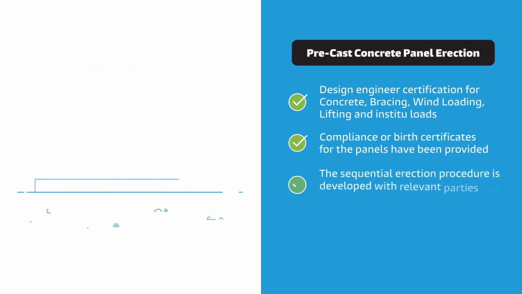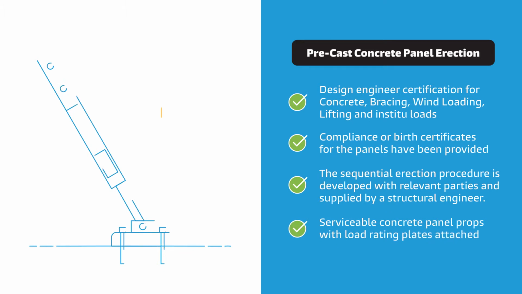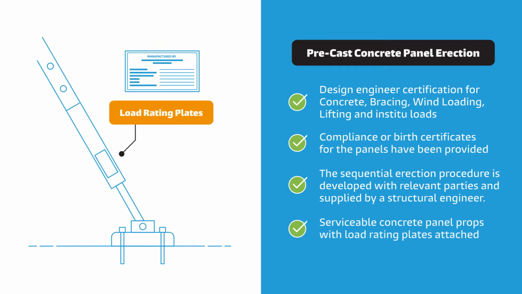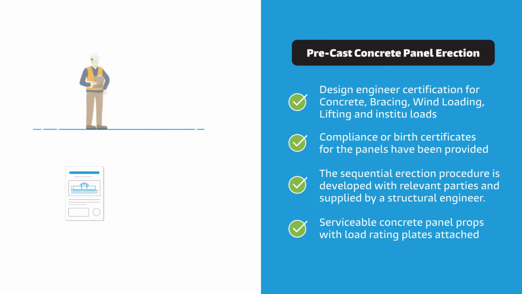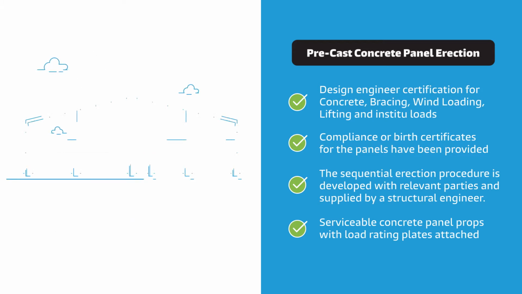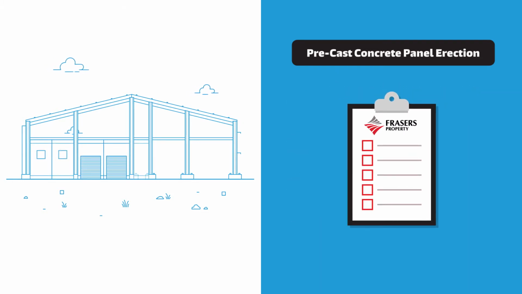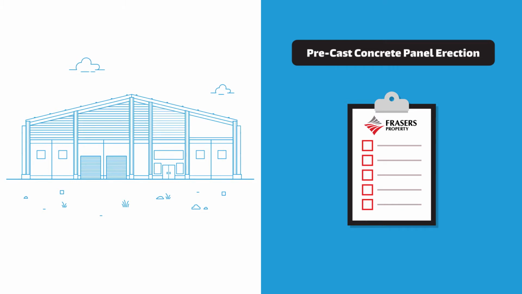The sequential panel erection procedure developed in consultation with our project team and supplied by a structural engineer, and serviceable concrete panel props with load rating plates attached. Further information on ground bearing capacity and concrete strength requirements must be confirmed and provided with test results by a competent engineer. Once work is approved to go ahead, the remainder of the checklist must be completed daily for the work to continue. Again, this will be completed by FPA.